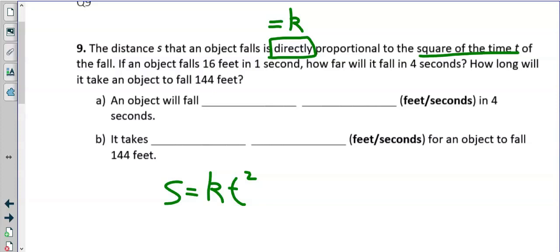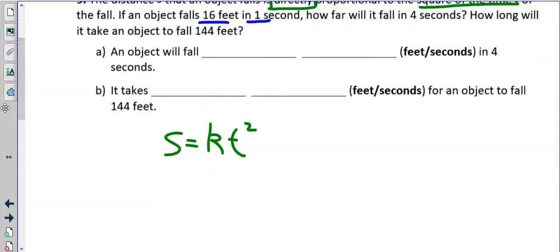Okay? Now, step 2 wants us to find out what k is. So that's where these first 2 numbers are going to come in. One of those numbers is your S. The other one is your T. We're going to plug those in and figure out what k is for our equation. So the 16, that's your S. That's your distance. Equal to k. What's your T? 1, because that's in seconds. That only makes sense that the 1 goes in for time.